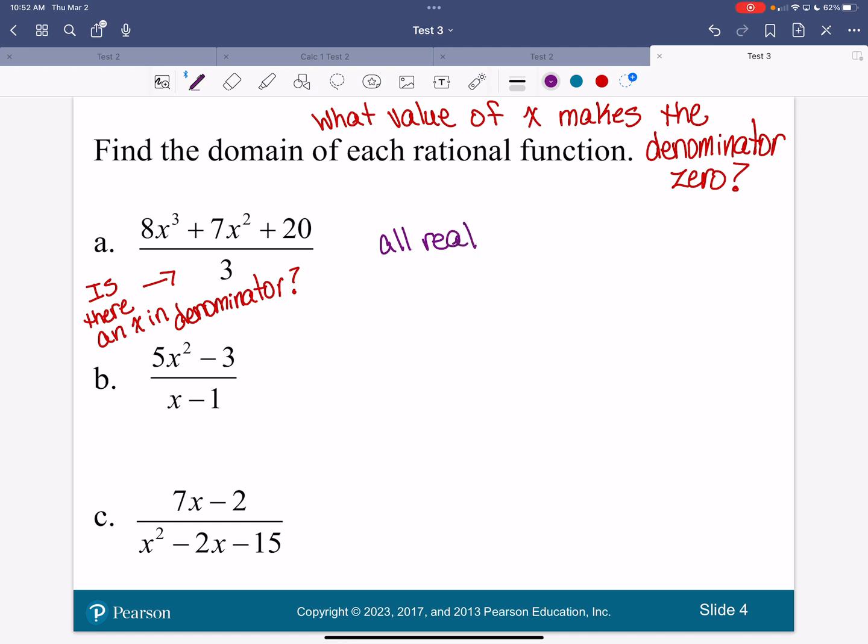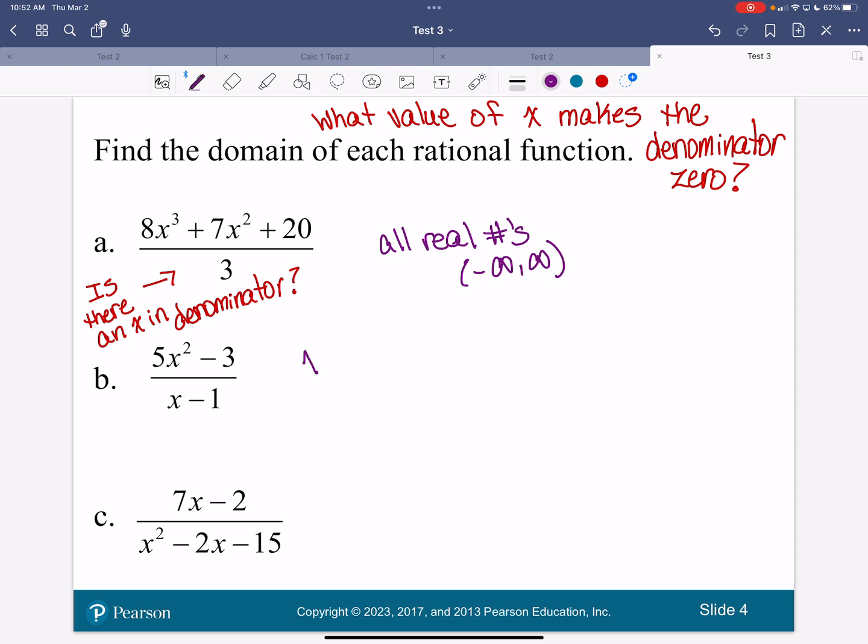X can be anything, just like in a polynomial, okay? X can be anything. How do I write all real numbers using interval notation? Correct, you're absolutely right. It would be negative infinity to positive infinity. You are absolutely right. The answer to this one is all real numbers.